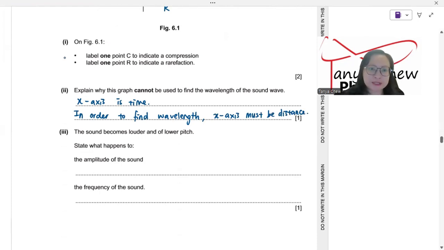Now, the third one, the sound becomes louder and lower in pitch. State what happens to the amplitude of the sound. Louder, right? Louder, the amplitude is increasing.